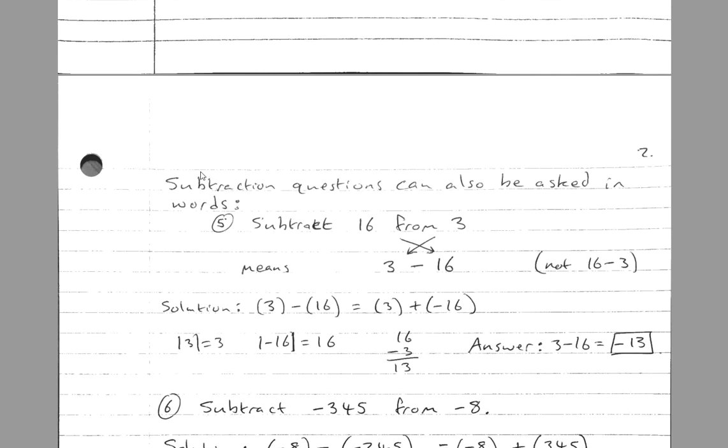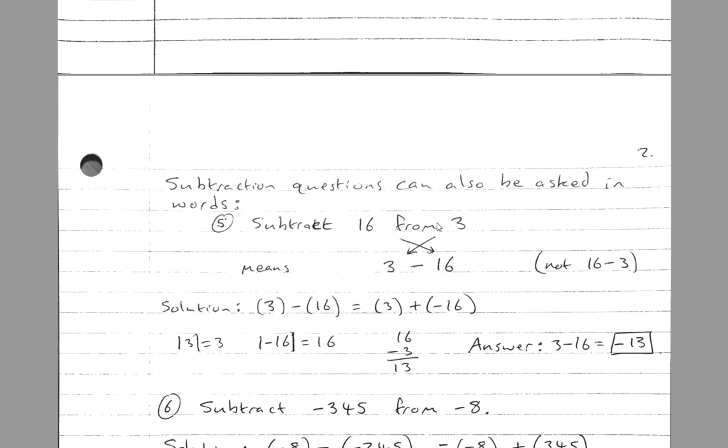If this showed up in a word problem, example 5, the question is to subtract 16 from 3. It's easy to get this wrong and say that that's 16 minus 3. We're subtracting, but if you're subtracting 16 from 3, that really means start with 3 and subtract the 16. So we're taking 16 away from 3. Just remember, the order gets switched.